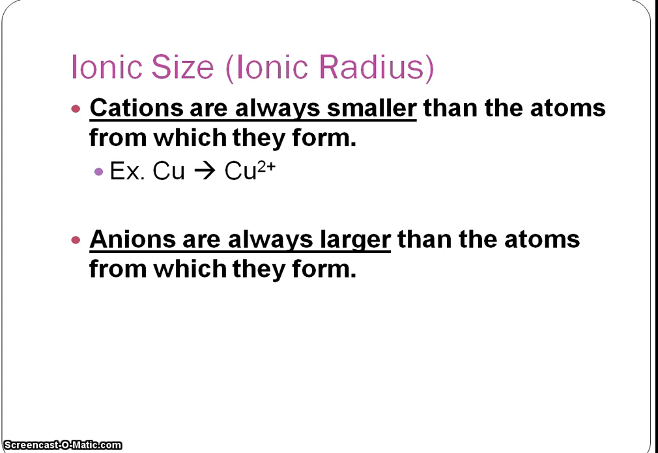Anions are the word for the negative ions. So for anions, anytime you gain electrons, they're going to spread out because electrons repel each other. So it's going to get bigger. So from chlorine to chlorine -1, it's going to get bigger.